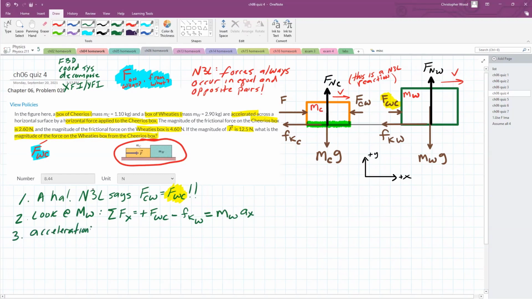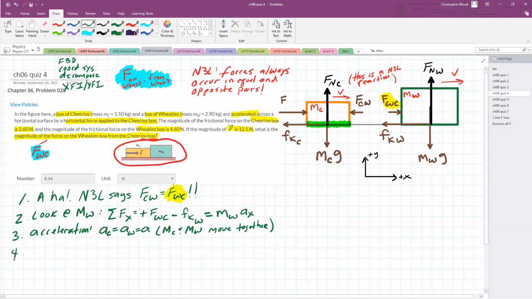And here's what I'm going to say. I'm going to say whatever the acceleration is on the Cheerios, A subscript C, that's going to be the same as the acceleration acting on the Wheaties. And so let's just call that A. And because the Cheerios box and Wheaties box move together, because they're just right next to each other. And if you push on them, they're going to remain right next to each other. So that's an important statement. All right.